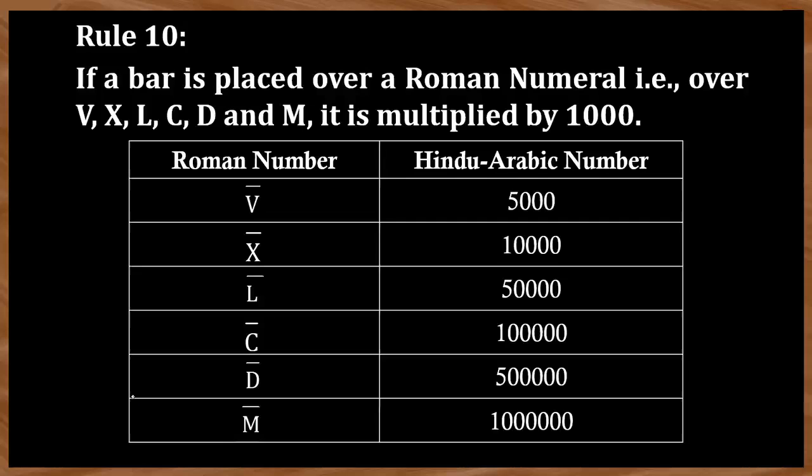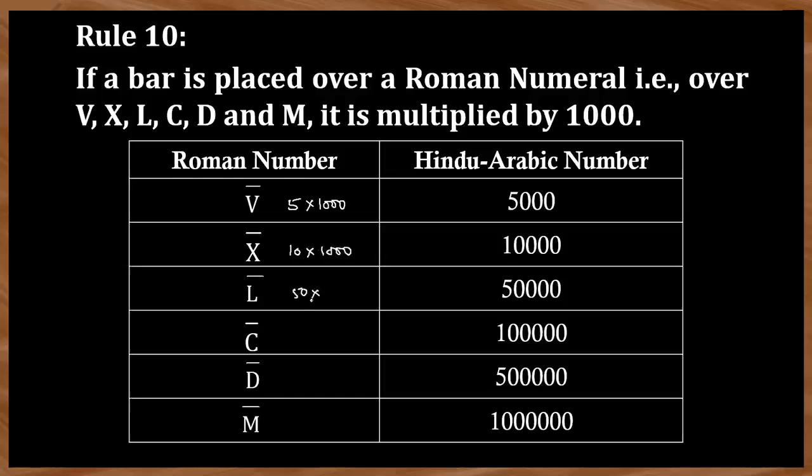Okay. Next, last rule, rule 10. This is very important for you. This is new for you also. If a bar is placed over a Roman numeral, that is over V, X, L, C, D and M, it is multiplied by 1000. So Roman numerals V, X, L, C, D, M, you know that. If a bar is placed above that, that will be multiplied by 1000. Means this is 5 into 1000, which is 5000. This is 10 into 1000, which is 10,000.